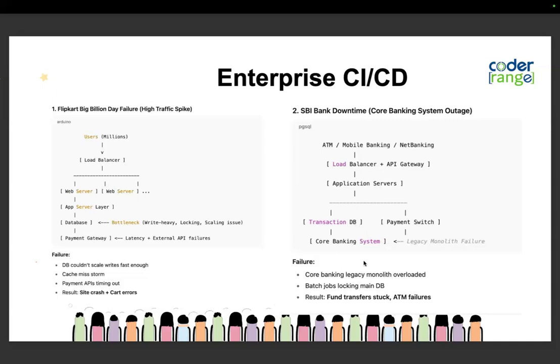Even now, if you go and check ATM machines, they also work with legacy core banking systems. They also fail because their legacy monolithic core banking application is overloaded. Traffic is more, right? So batch jobs and locking happen. So these problems are real world.